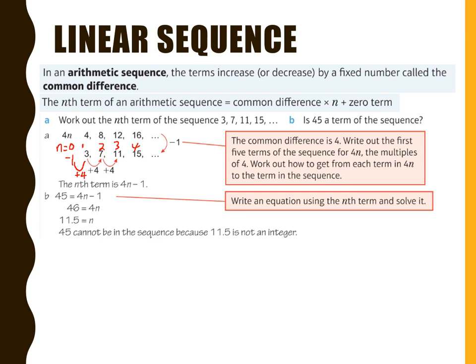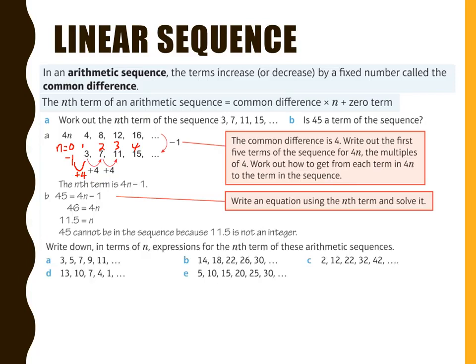Well, 45 cannot be in the sequence because 11.5 is not an integer. Look, n has to be a number: 1, 2, 3, 4, 5. You can't have 11.5. It's either going to be 11 and then 12, and it goes on like that. But can you see how beautifully they explained it? They said, because 11.5 is not an integer, using mathematical terms to explain your answer.